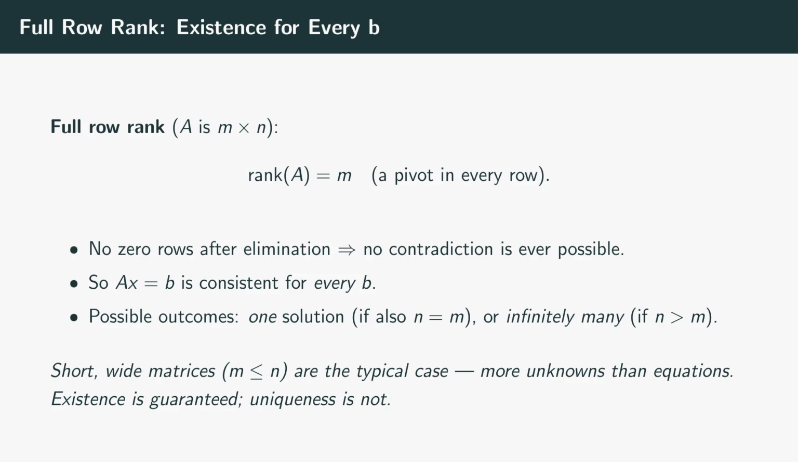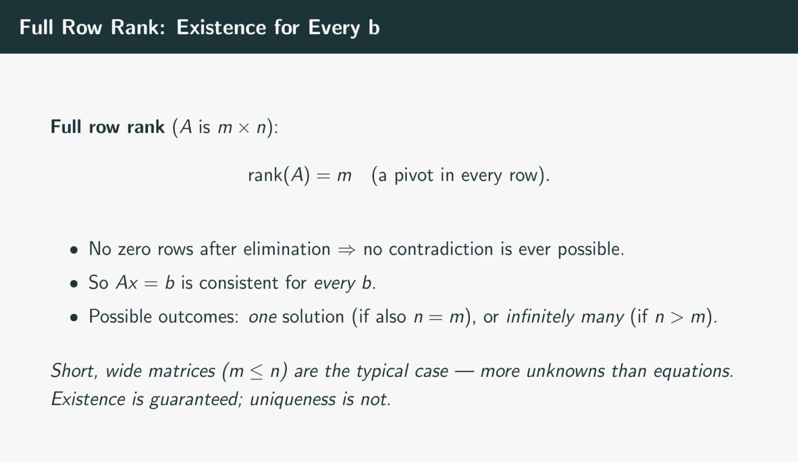The mirror image case is full row rank. A matrix has full row rank when its rank equals its number of rows, a pivot in every row. With a pivot in every row, elimination never leaves an all-zero row, so the contradiction we worried about, 0 equals something non-zero, simply cannot arise. That means AX equals B is consistent for every possible right-hand side. Existence is guaranteed no matter what B you choose.